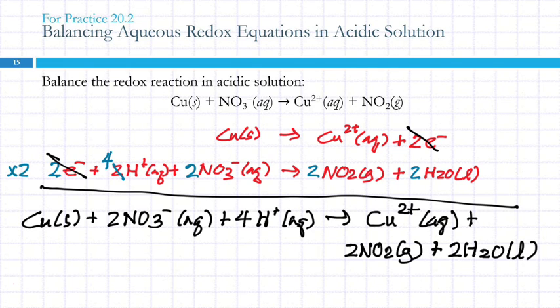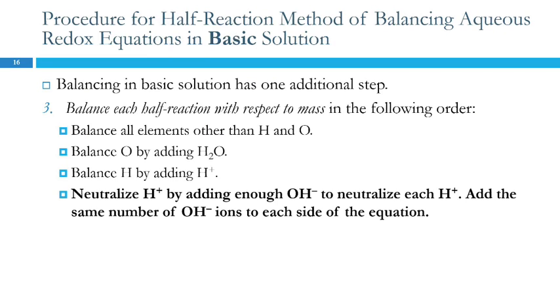What if we have a basic solution? There's one extra step. When we're balancing for mass, we do the elements besides hydrogen and oxygen first, then the oxygen by adding water, and then we balance hydrogen by adding H+. But in a basic solution, we don't have hydrogen ions floating around. We have hydroxide ions floating around, so we need to neutralize the hydrogen ions. We're going to add enough hydroxide ions, the same number to both sides, to neutralize the hydrogen ions.